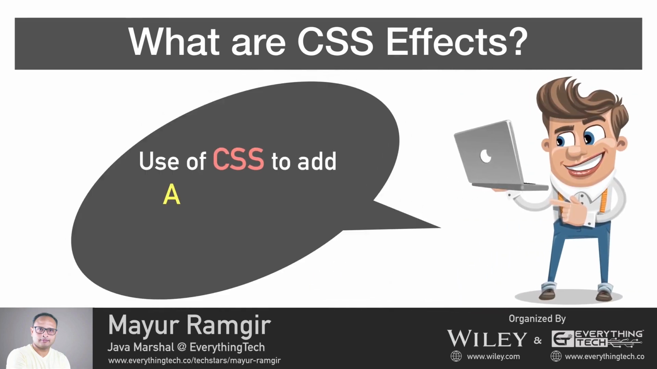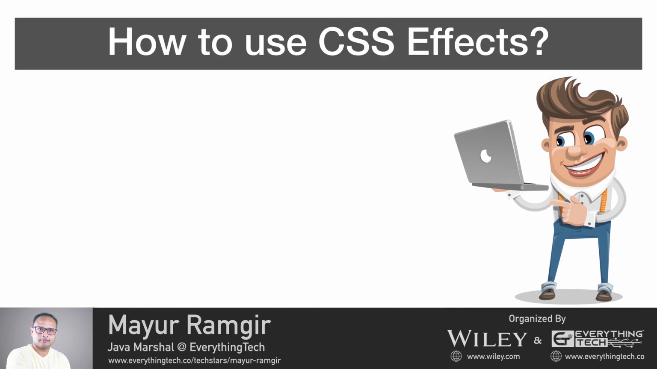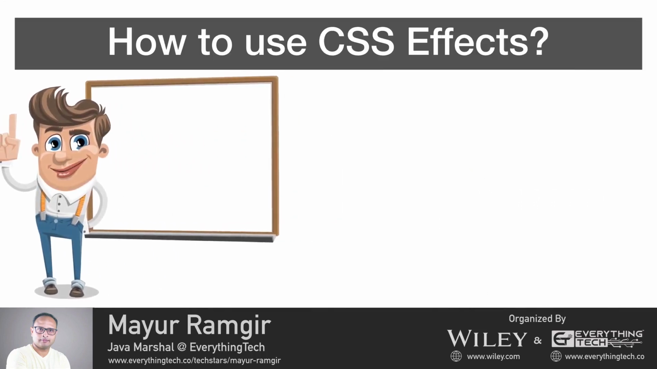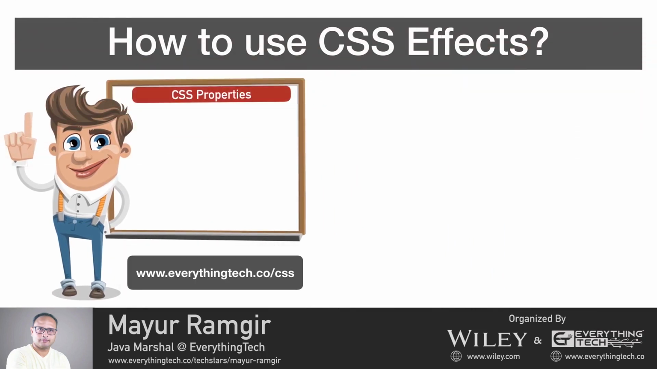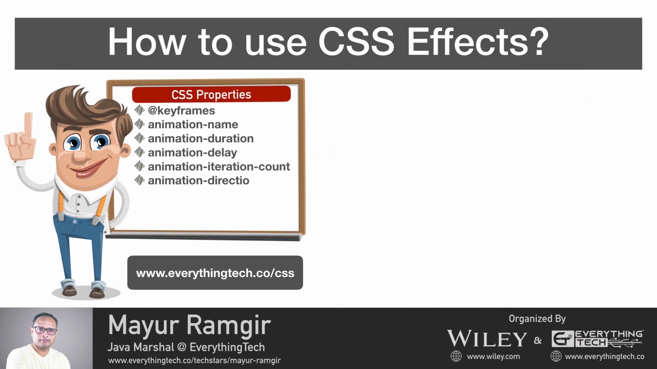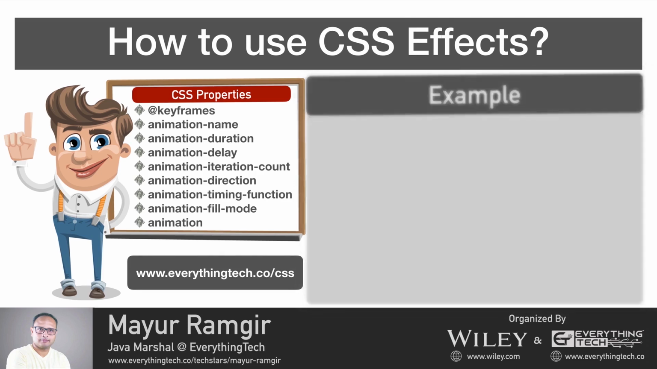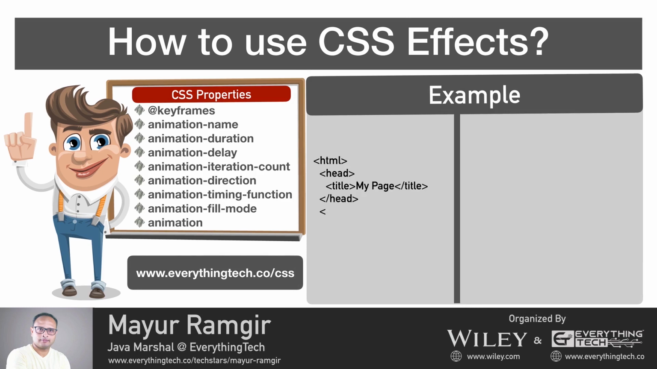CSS effects add animation to the HTML elements on a page. How to use CSS effects? CSS offers various properties which can be used to animate the HTML elements like keyframes, animation name, animation duration, animation delay, animation iteration count, animation direction, animation timing function, animation fill mode, and animation.